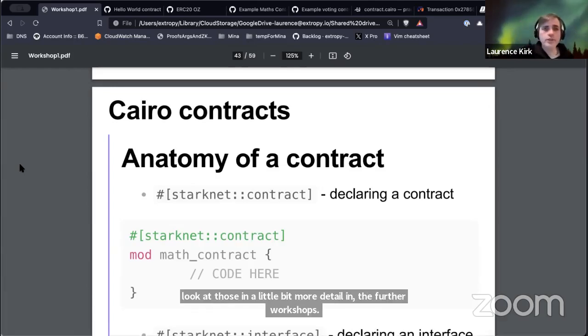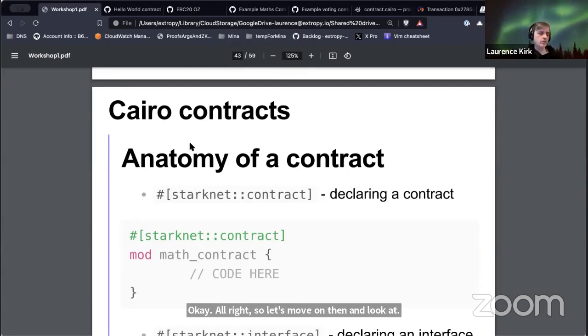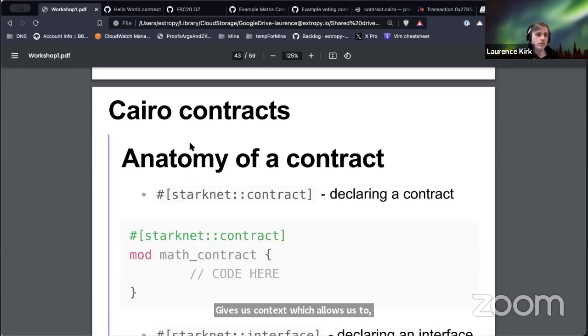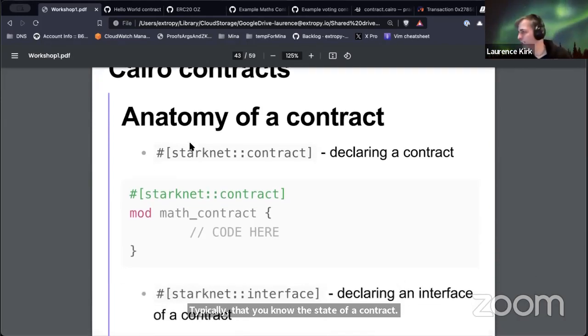Okay. All right, so let's move on then and look at Cairo contracts. So we have our Cairo language, but now we're going to look at how we can use that language in the context of StarkNet. What this allows is for our code to have some state. The StarkNet operating system itself gives us context, which effectively gives us storage, allowing us to store state within our contracts. And that's typically what you use contracts for: when you have a transaction, typically what that transaction will do is change the state of the blockchain in some way, typically the state of a contract. So that's generally what we are wanting to do.